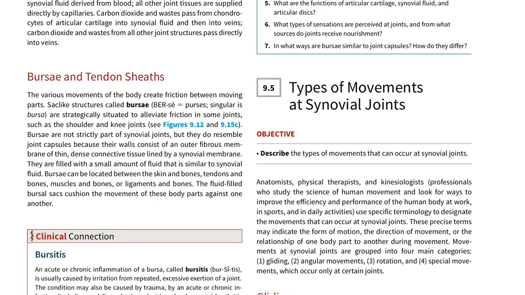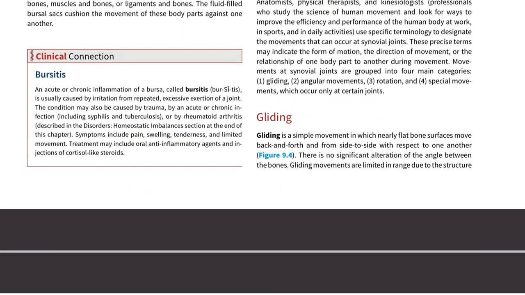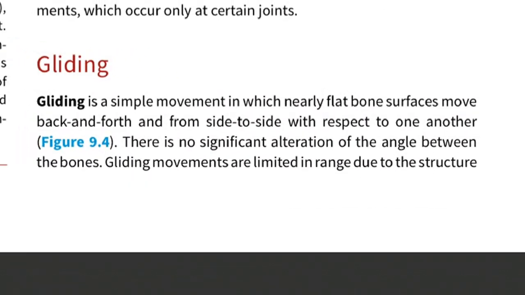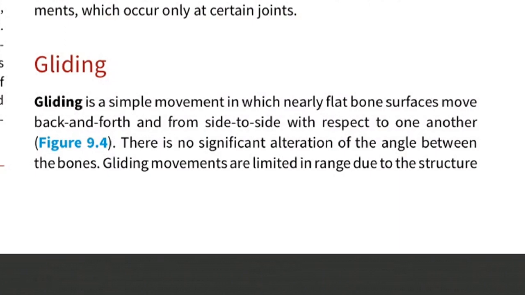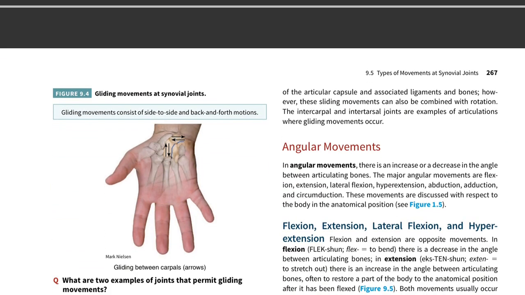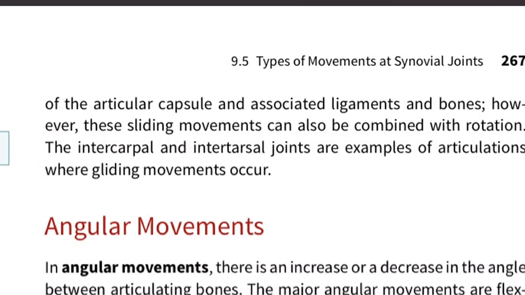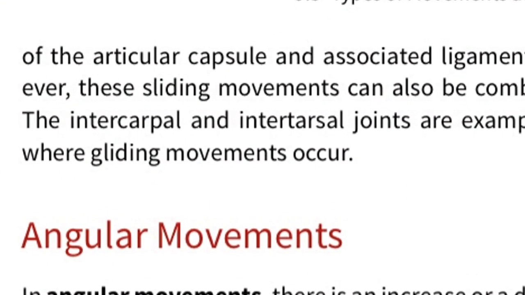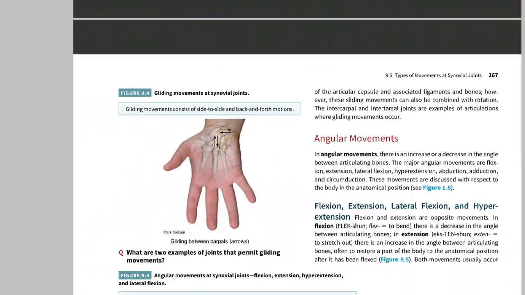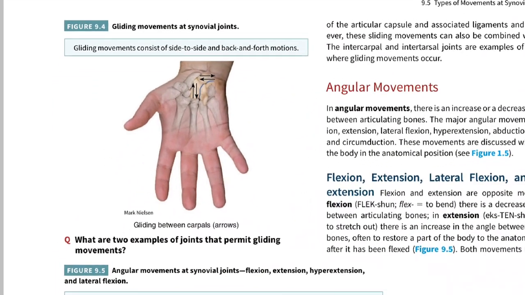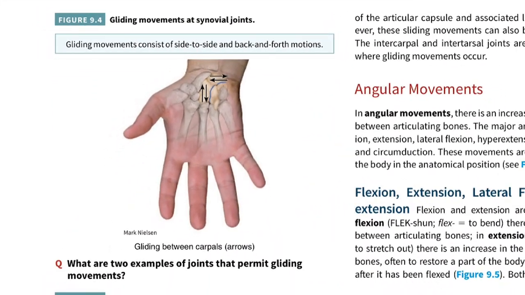Now with the help of synovial joints, we can perform various kinds of movement in our body. For example, gliding movement. Gliding movement occurs in the intercarpal and the intertarsal joints. So if you are interested, you can go through this information. Gliding between the carpals is shown with the arrows.